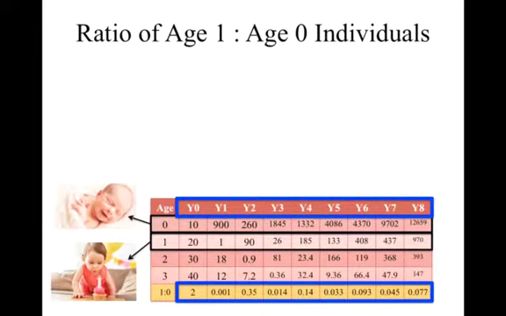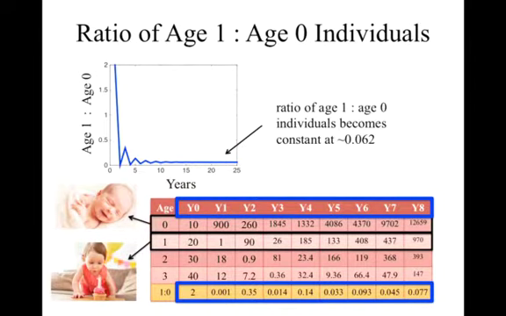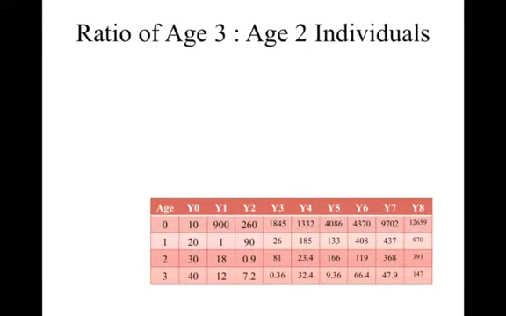Now, the interesting thing with these life tables is that if you do this over and over, one year after the other, and you plot it, what you'll notice is that eventually that ratio will become constant. So, after about 10 years here, you see that line, that ratio of age 1 to age 0 individuals is basically a flat line. It's the same from one year to the next. And so basically that ratio becomes fixed at 0.062. After a long time, in the long time limit, I have about 0.062 age 1 individuals for every age 0 individual.